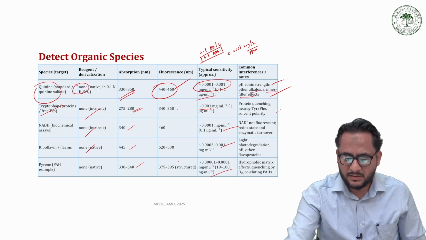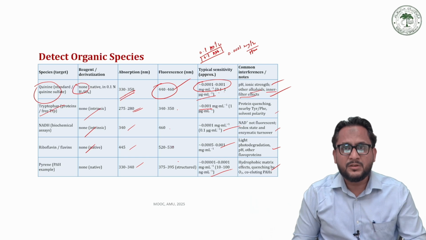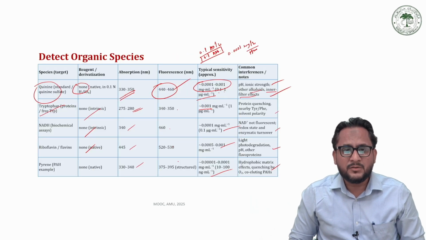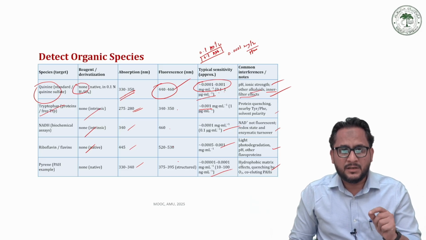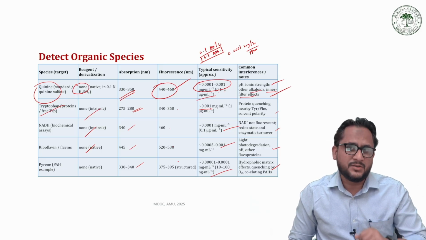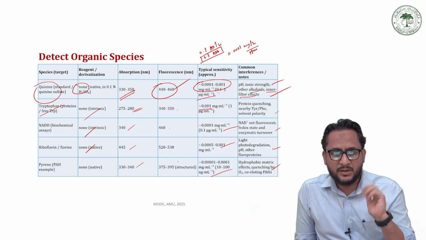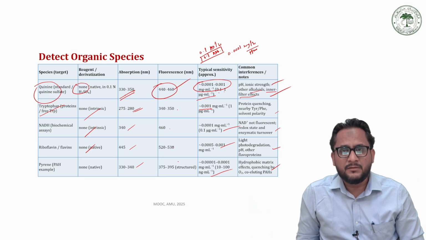Of course, there are certain interferences, but we can avoid these interferences. This is the beauty of fluorescence technique. Even we can analyze those compounds that need derivatization. Some compounds need no derivatizing agent, but for some we can convert them and derivatize them from non-fluorescent to fluorescent compounds.